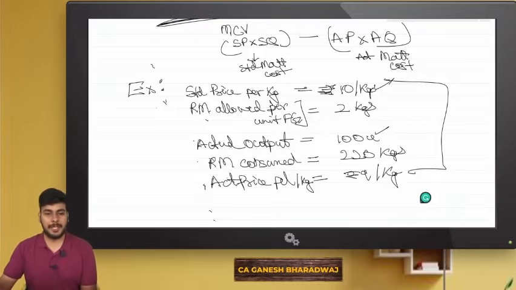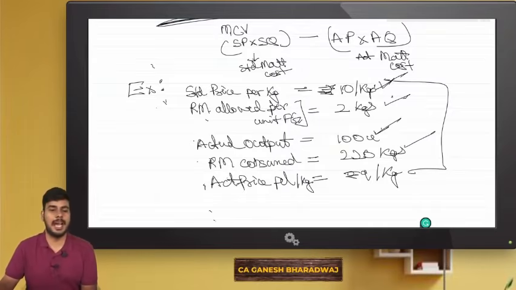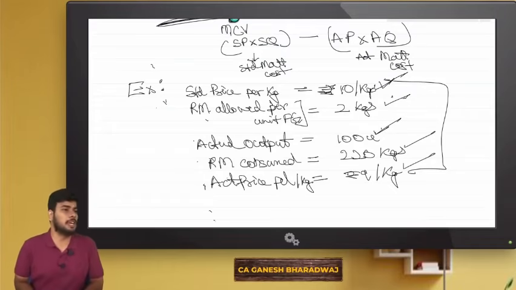So standard price per kg is 10 rupees. Raw materials allowed for every unit of output is 2 kgs. Actual output is 100 kgs. Raw material consumed is 220 kgs. And actual price paid per kg is 9 rupees. Clear? We are talking about what cost?